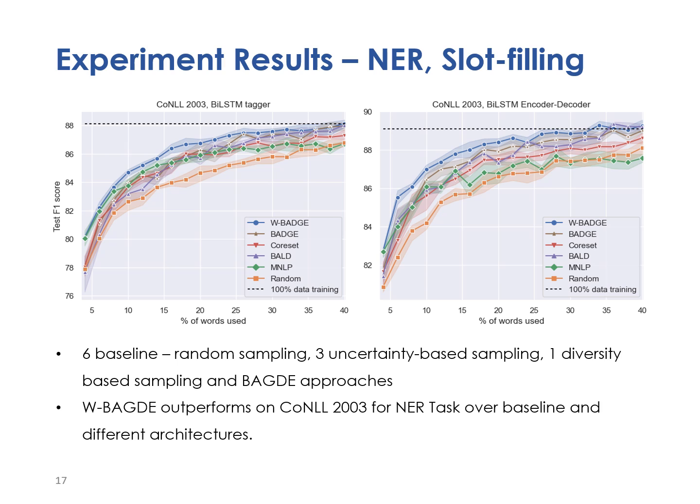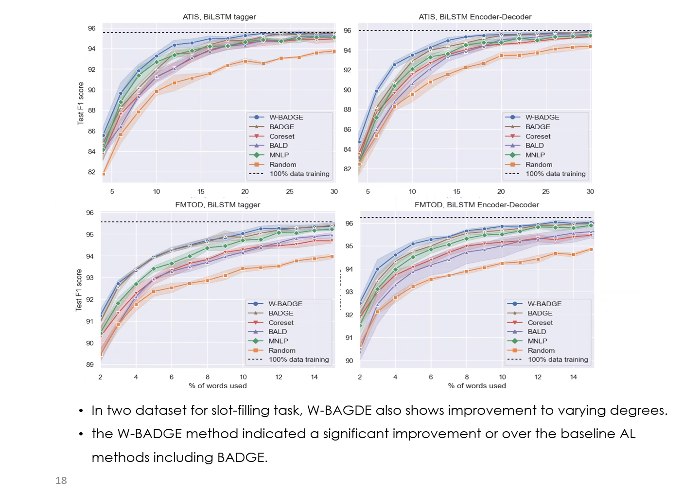From the results, we can see that the blue line of weighted batch outperforms on the CoNLL dataset for the NER task over other baseline algorithms, including the previous best algorithm and batch in different architectures. And then we also experimented on other datasets for the slot tagging task. Weighted batch also shows improvement to varying degrees.